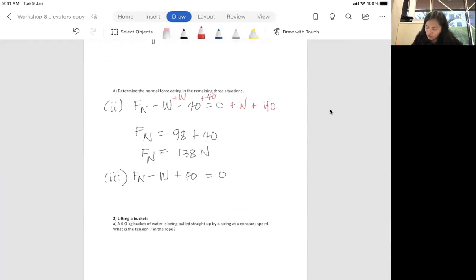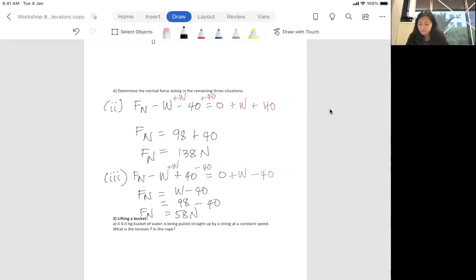So again, we need to get rid of weight. That's a minus weight. So you have to plus weight on the left side, and then you have a plus 40. So to get rid of that, you need to do a minus 40 on the left side. But whatever you did on the left side, you have to do that on the right side as well. So you have normal force is equal to weight plus 40. The weight is given to be 98 newtons. Oh, sorry, minus 40. That should be minus 40. The weight is given to be 98 newtons, and that's minus 40. So you have 58 newtons for the normal force in that case.